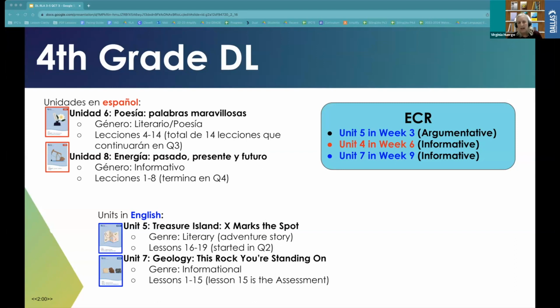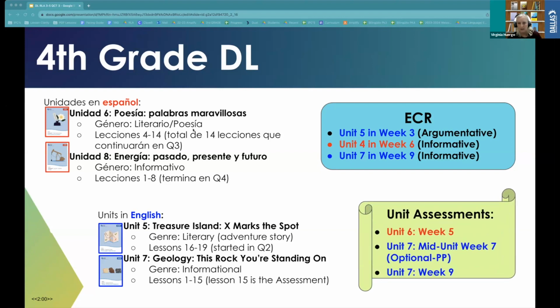Regarding the ECRs, on quarter 2, we did 2 in Spanish and 1 in English. This time, therefore, to balance the writing practice, we're doing 2 in English and 1 in Spanish. The first one is for unit 5 in week 3, which is an argumentative piece, which is the Treasure Island one. Then you have unit 4, which is in week 6, informative, and unit 7 in week 9, which is also an informational one.